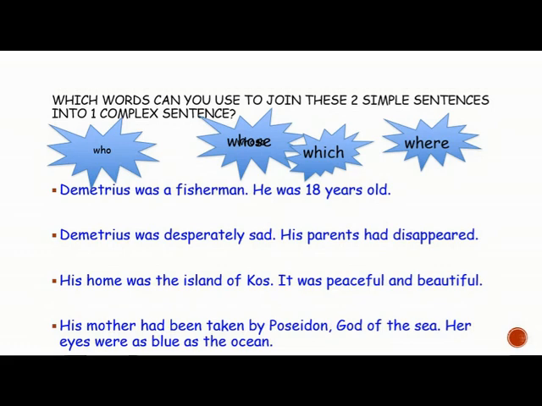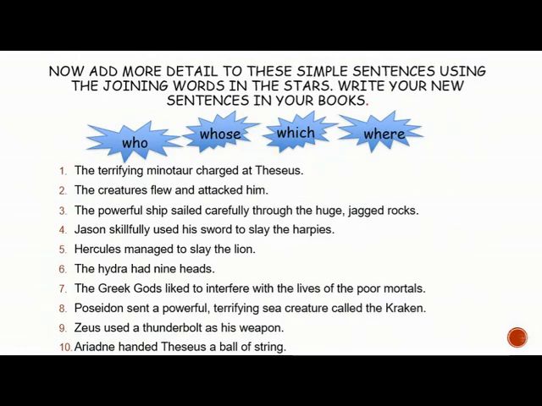Demetrius was desperately sad. His parents had disappeared. His home was the island of Kos. It was peaceful and beautiful. His mother had been taken by Poseidon, god of the sea. Her eyes were as blue as the ocean. Again, you've got to select the correct relative clause to make the sentences make sense.